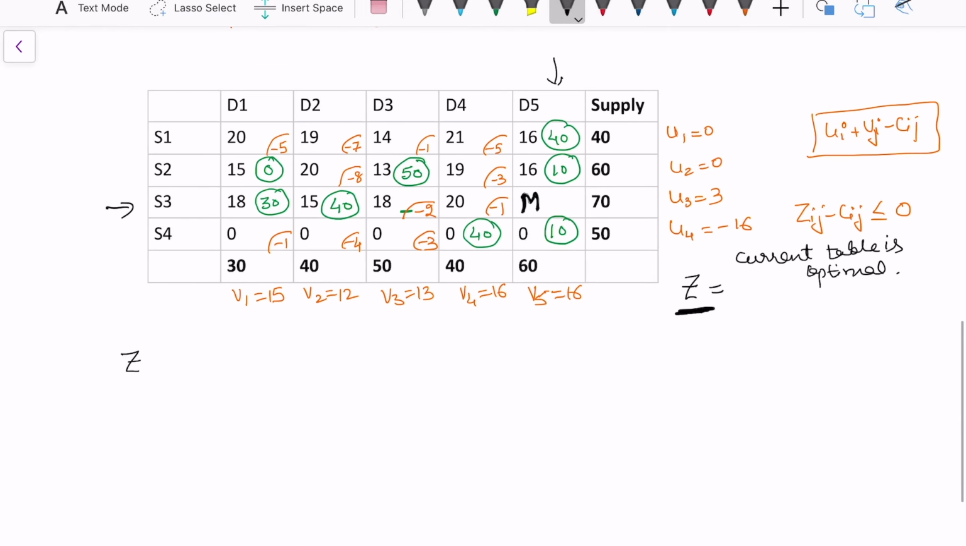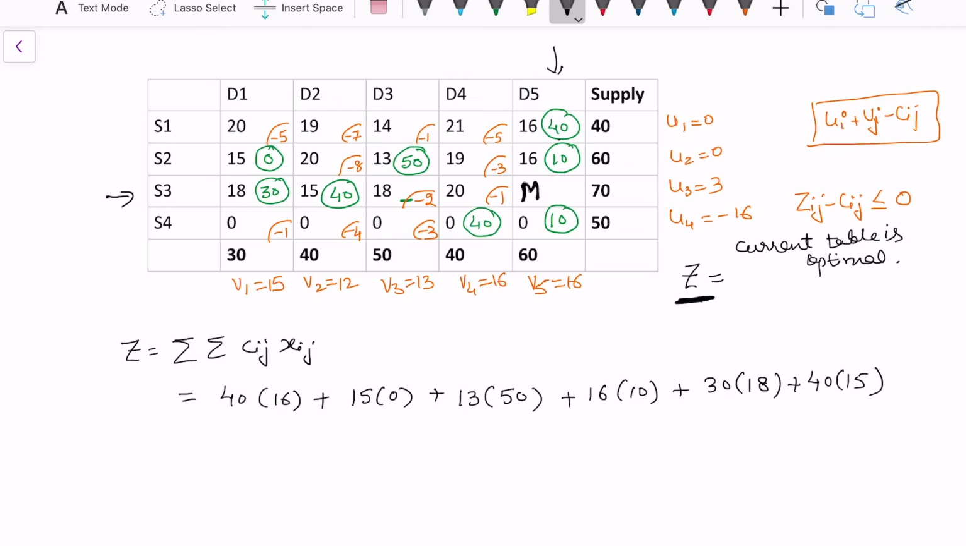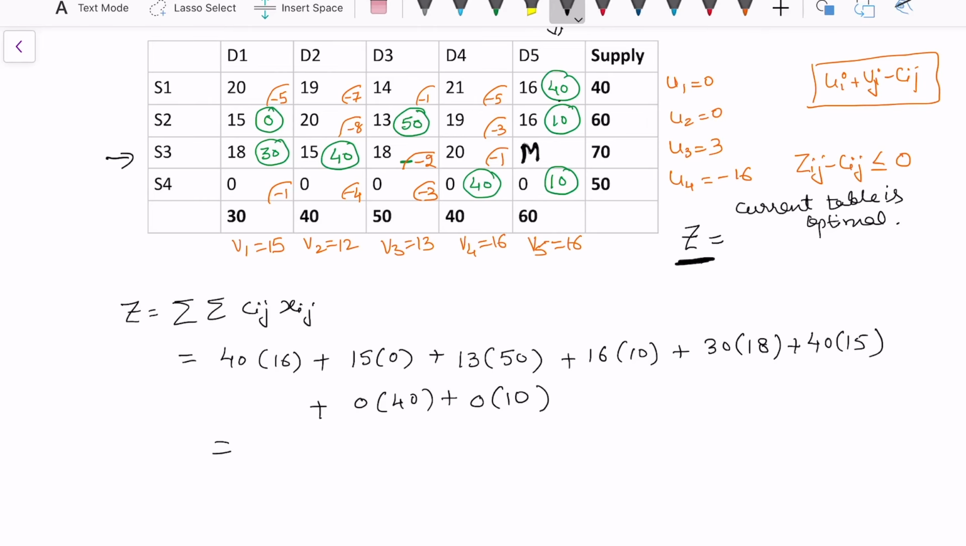The Z is the summation of Cij into Xij. So I'm going to multiply cost with the corresponding allocation. If I look at the first row, this is 40 into 16. So just multiply 40 into 16 plus the second row 15 into 0 plus 13 into 50 plus 16 into 10, plus the third row 30 into 18 plus 40 into 15, and the last row is 0 into 40 plus 0 into 10. That's the dummy source that we have added, so it does not affect the optimal value of Z, and this quantity is 2590.